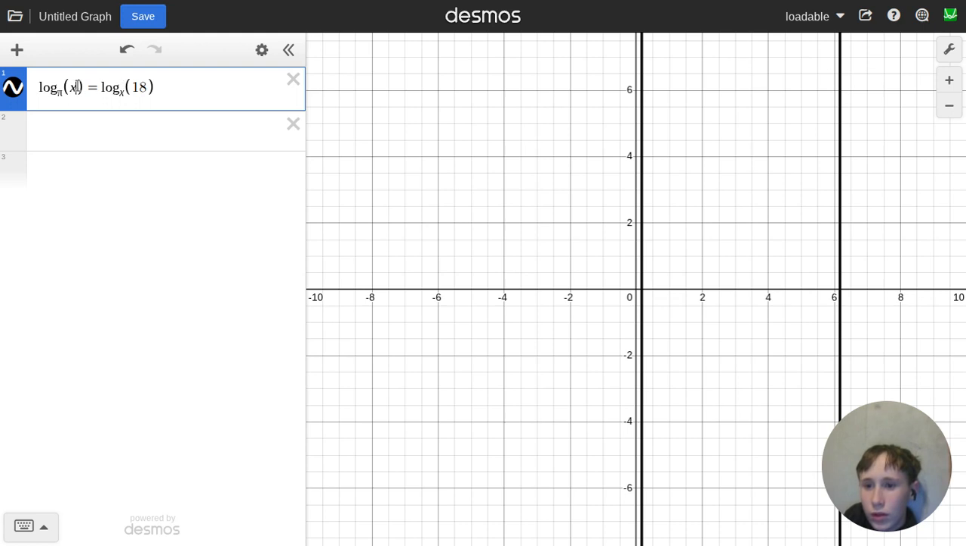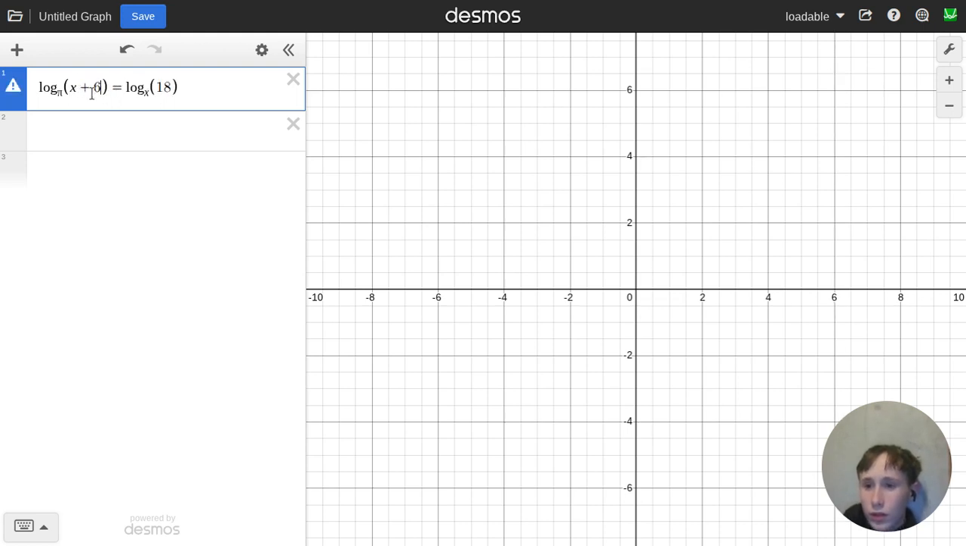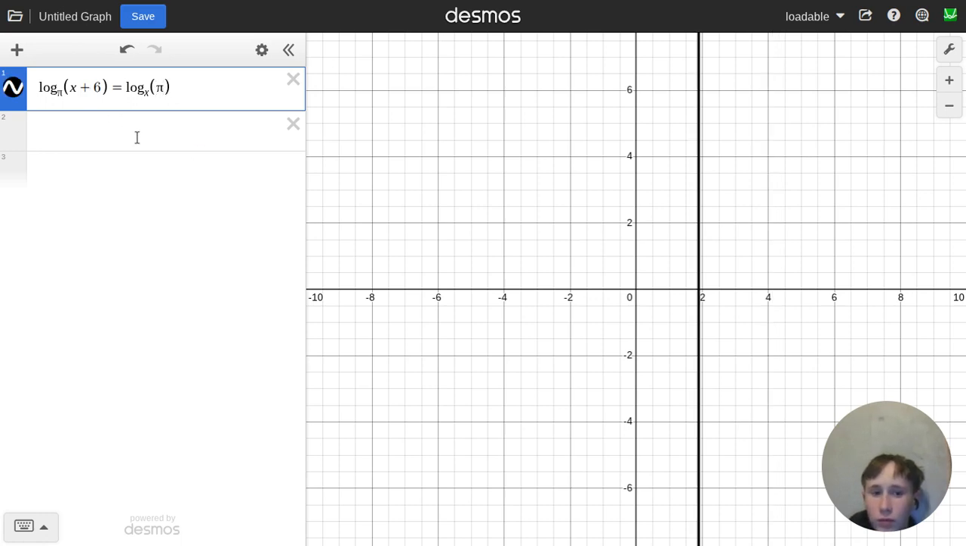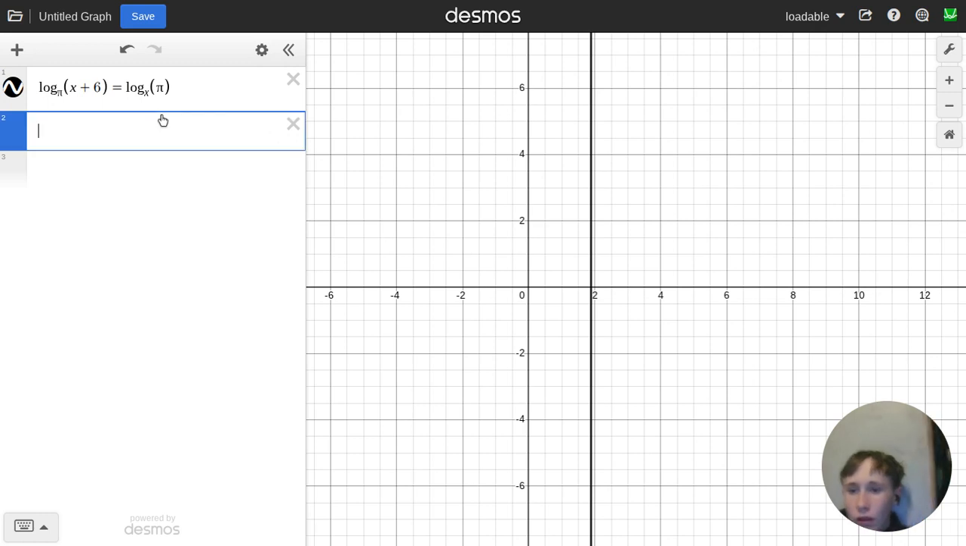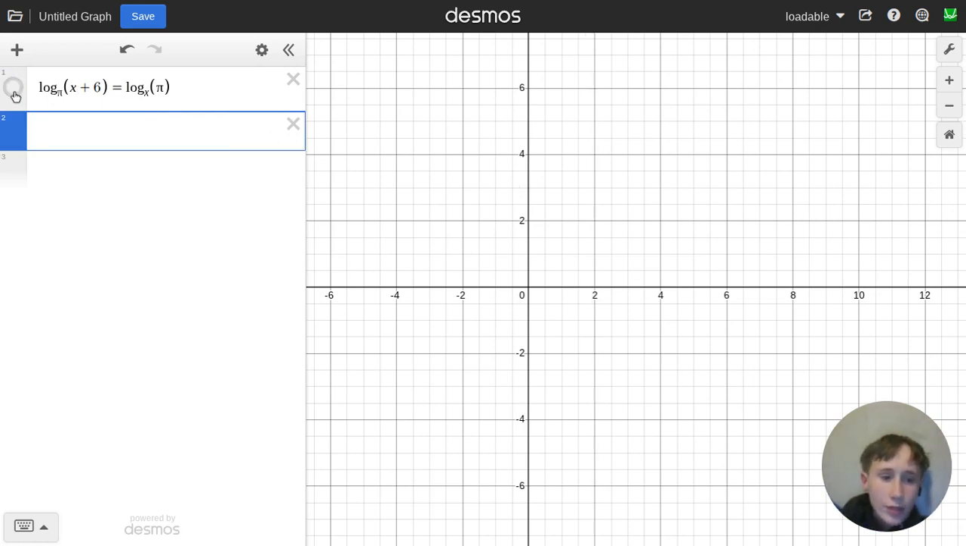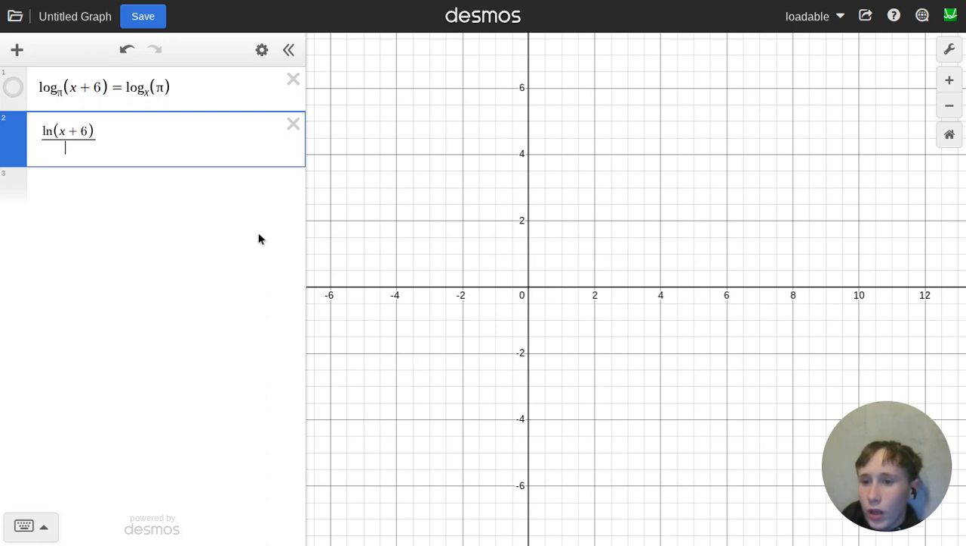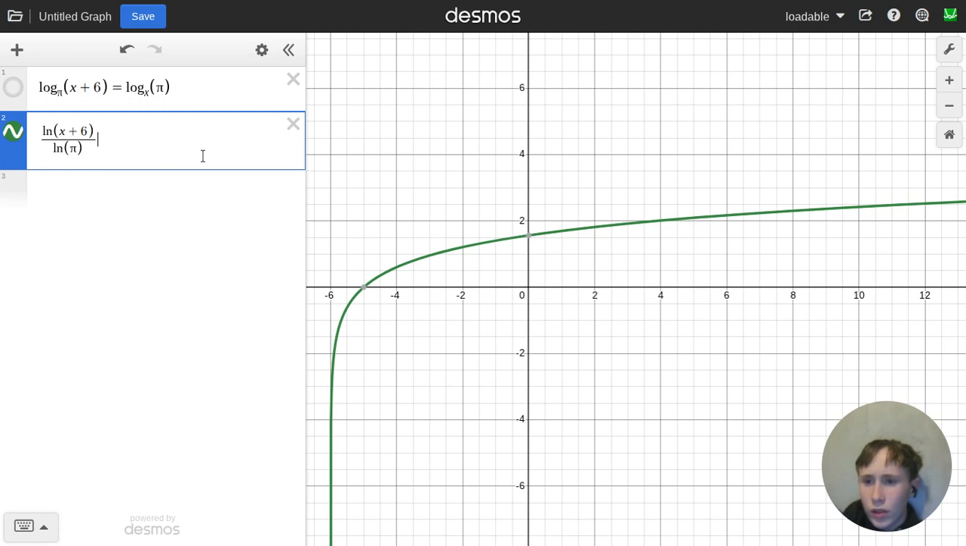Log, hold on, plus x equals log x, pi. Okay, so we know our answer is going to be a little bit less than 2. So let's go ahead and do this. Log natural of x plus 6 over log natural pi equals log natural pi over log natural x.